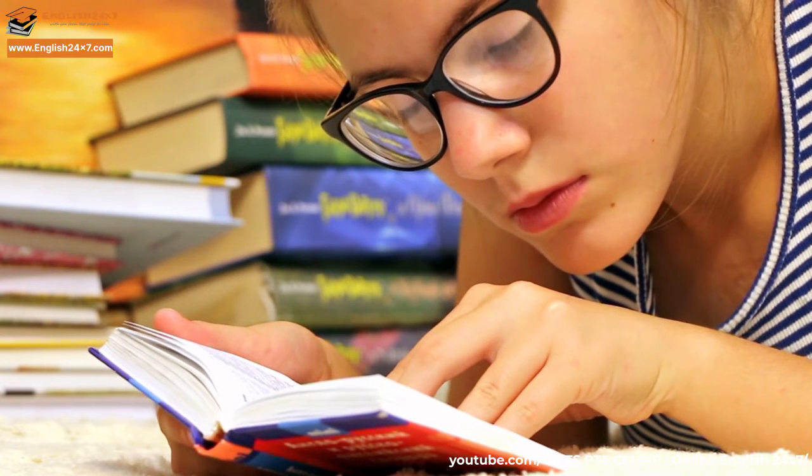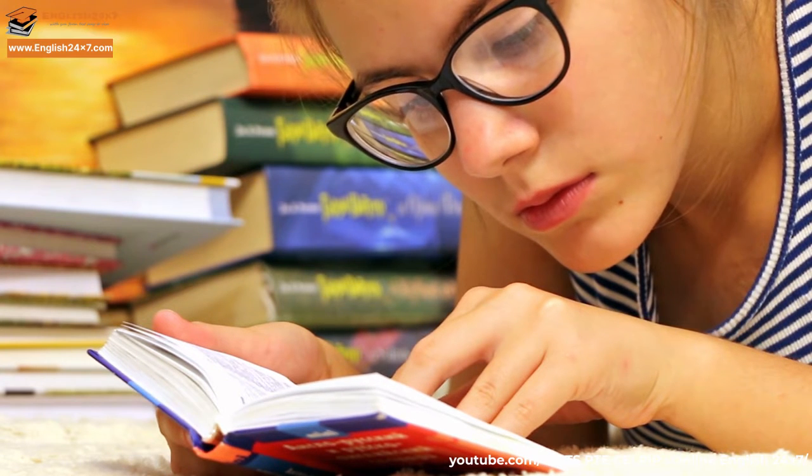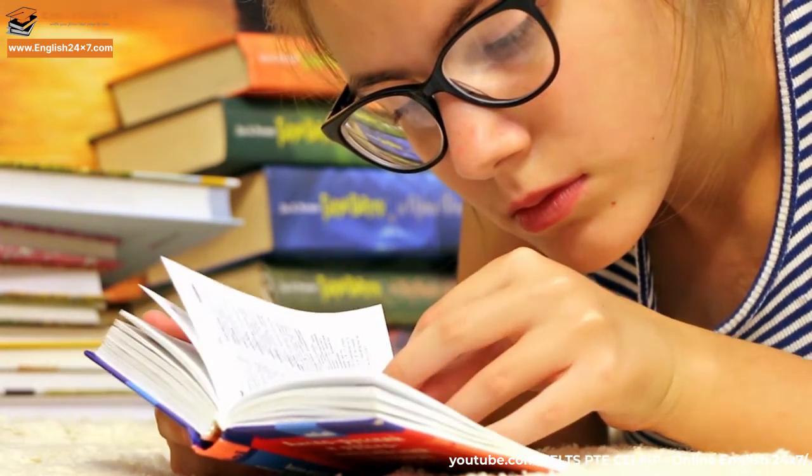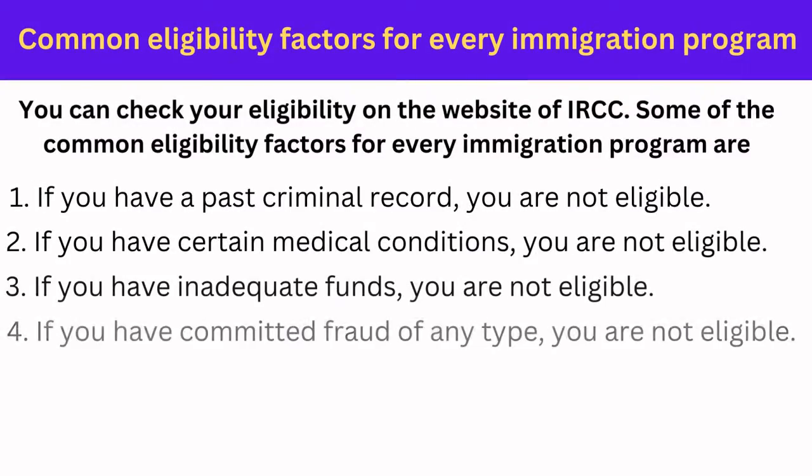Eligibility for Canadian permanent residency. The first step towards your immigration is to check whether you are eligible or not. Deciding on a suitable program according to your eligibility will help you in getting a visa. You can check your eligibility on the website of IRCC. Some of the common eligibility factors for every immigration program are: Number 1. If you have a past criminal record, you are not eligible. Number 2. If you have certain medical conditions, you are not eligible. Number 3. If you have inadequate funds, you are not eligible. Number 4. If you have committed fraud of any type, you are not eligible.